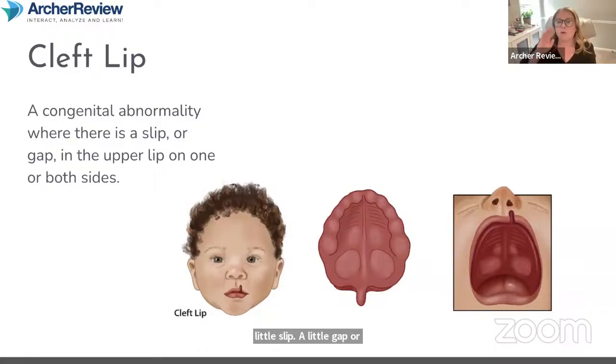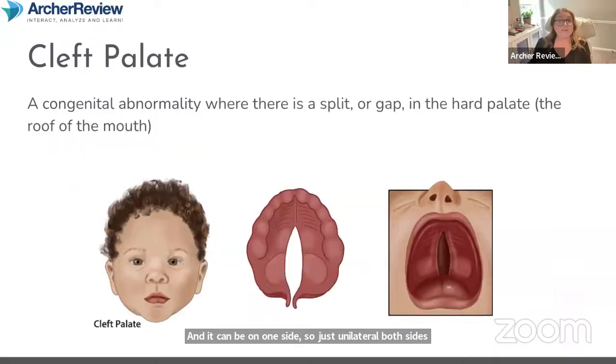And it can be on one side, so just unilateral, or both sides, bilateral, and it can happen by itself or with something else called a cleft palate. Again, cleft, just a slit or a gap, and the palate is that hard upper roof of the mouth, okay? So that's kind of what the palate looks like. If you're looking up in the roof of the baby's mouth, there will be an opening. Again, you can see it with a lip or without a lip.